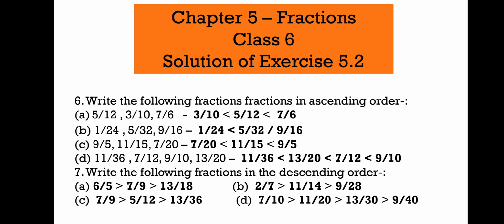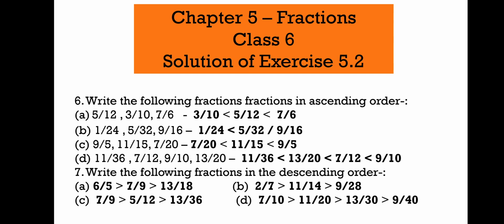Seventh question. Write the following fractions in descending order. Now descending means first greatest. I had checked the greatest between 6 upon 5 and 7 upon 9 by cross multiplication. 9 6s are 54, 5 7s are 35. So that is the greatest. Then here 18 7s are 126 and 9 13s are 117. So this is greater. So 6 upon 5 is greater than 7 upon 9 is greater than 13 upon 18.